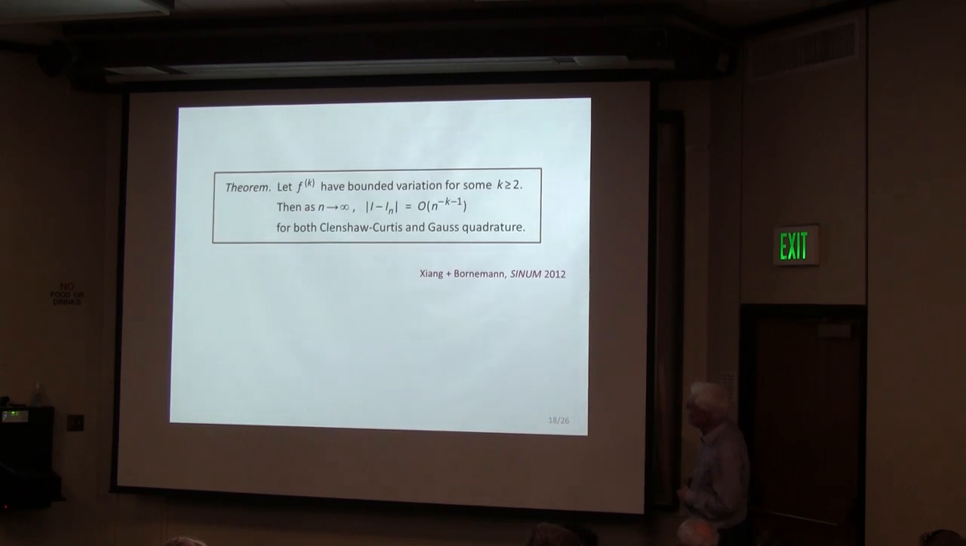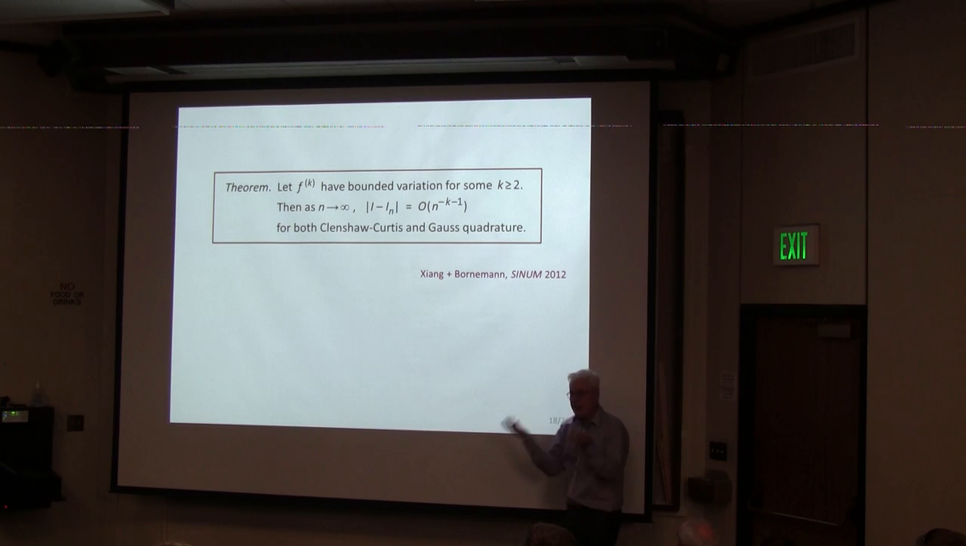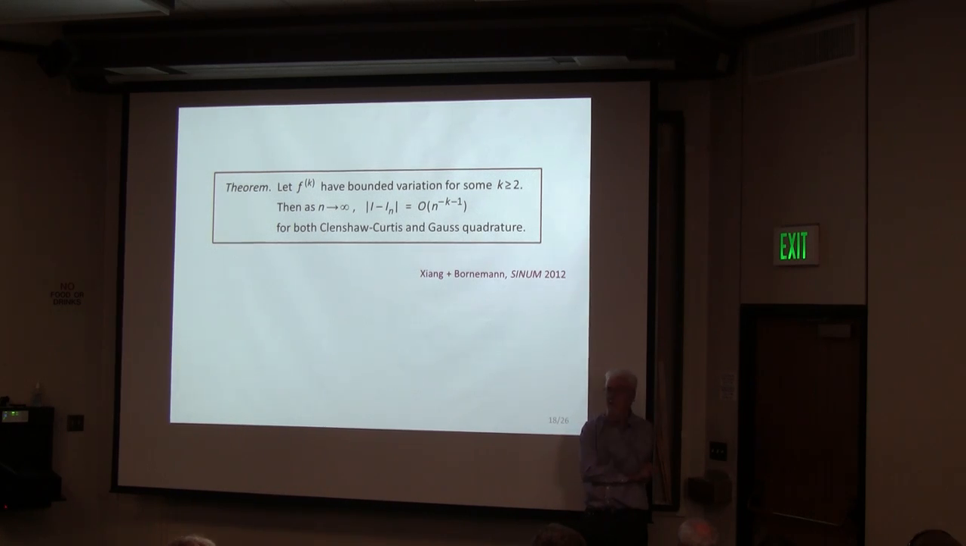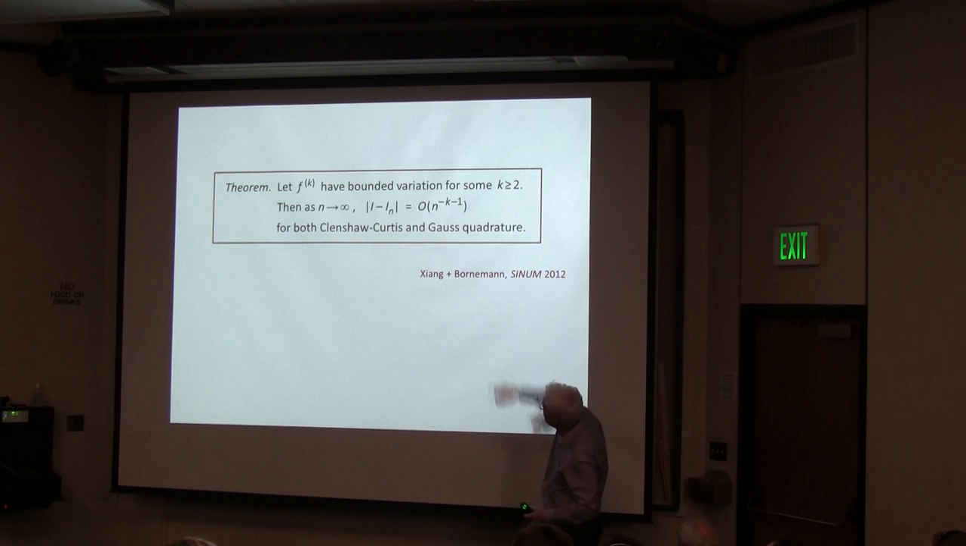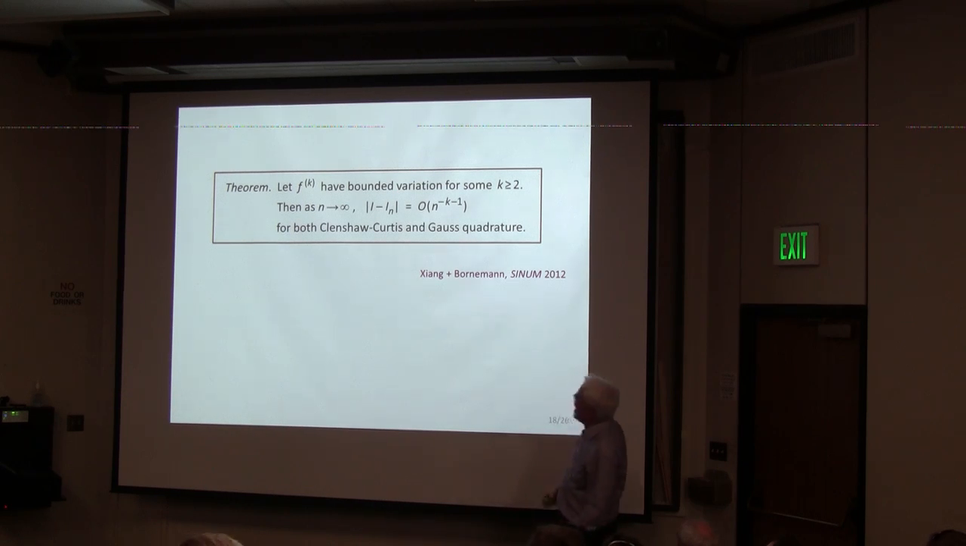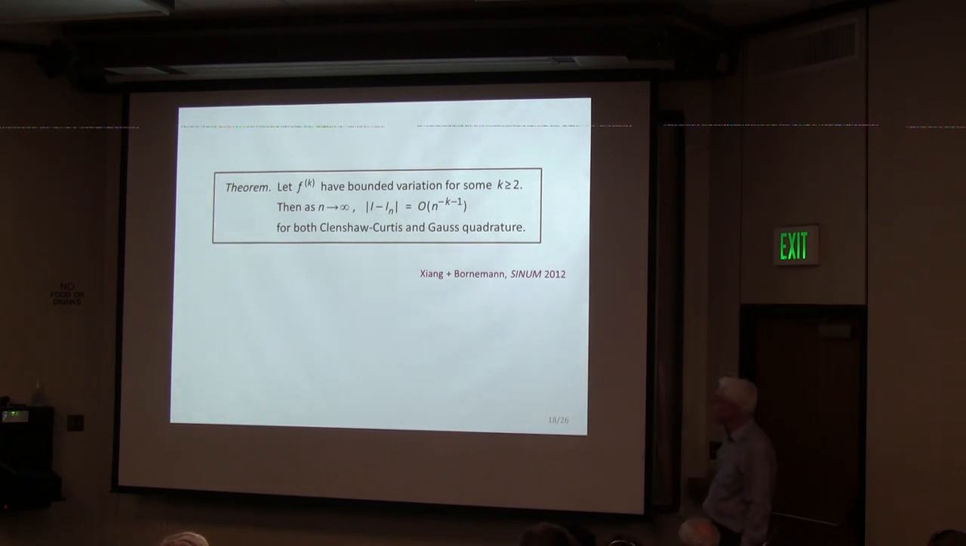But you don't need to think of it that way. There are theorems, beautiful theorems. Basically, the state of the art is nobody knows a theorem for non-analytic functions that suggests that Gauss quadrature is any faster than Clenshaw-Curtis, and moreover, in practice, there's not much difference. So this is the best thing I know about functions that have k derivatives. It's the same for Clenshaw-Curtis and Gauss.